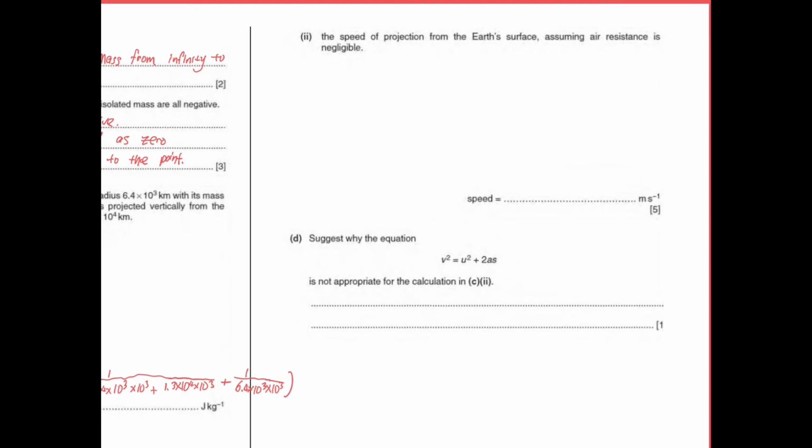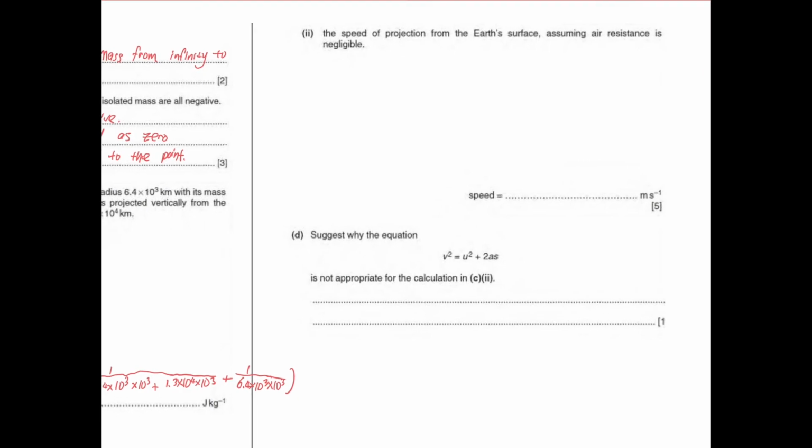The speed of projection from the Earth's surface, that means this is the escape velocity, assuming air resistance is negligible. Okay, so just now we already discussed how to find the escape velocity, but you have to be careful.